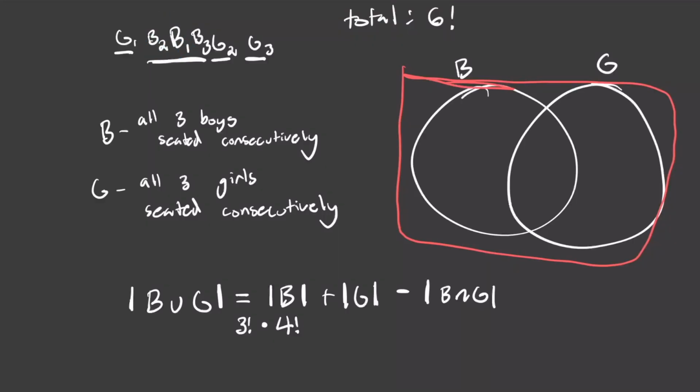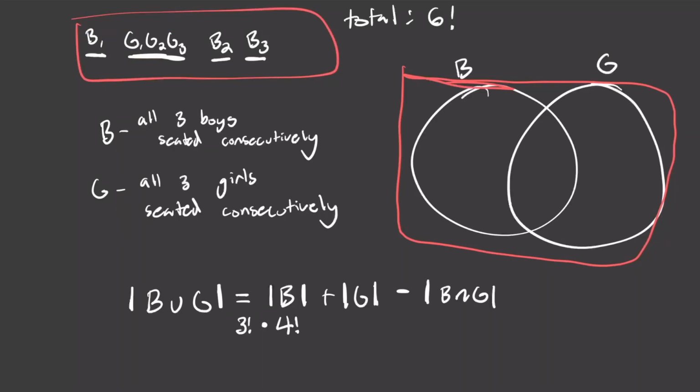Now let's calculate the magnitude of G, which is the number of combinations where all 3 girls are seated consecutively. So we can do this one in exactly the same way. We block off our 3 girls so that we're only counting the cases where all 3 girls are seated consecutively. And then we have 4 basically unique items up here that we can permute in 4 factorial ways. For instance, this one will be counted differently than this one here. And then for each one of these permutations up here, we have within this block 3 factorial permutations of where the girls can go, right?